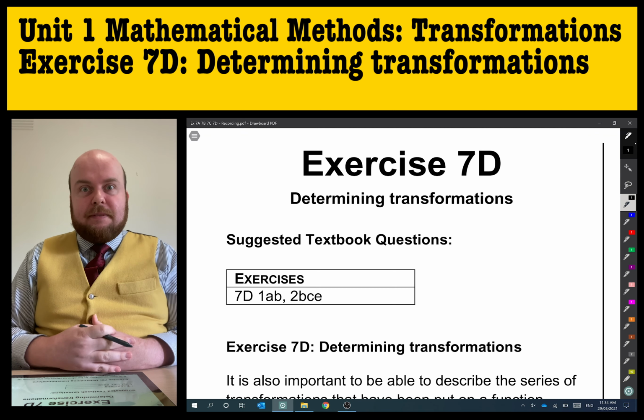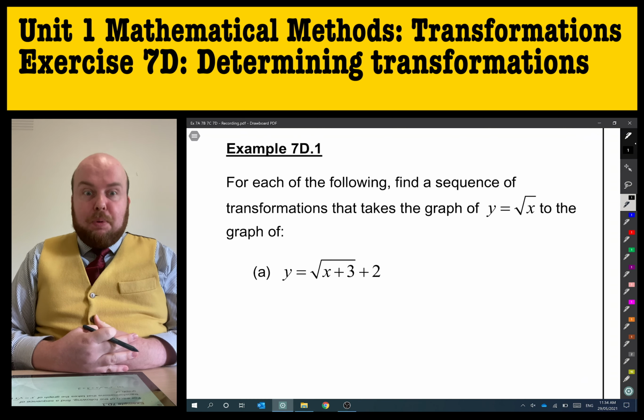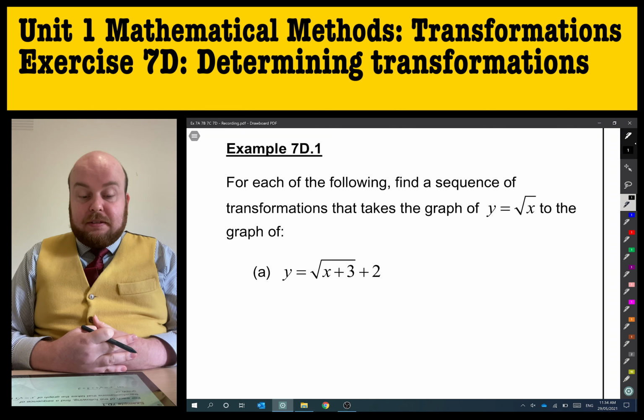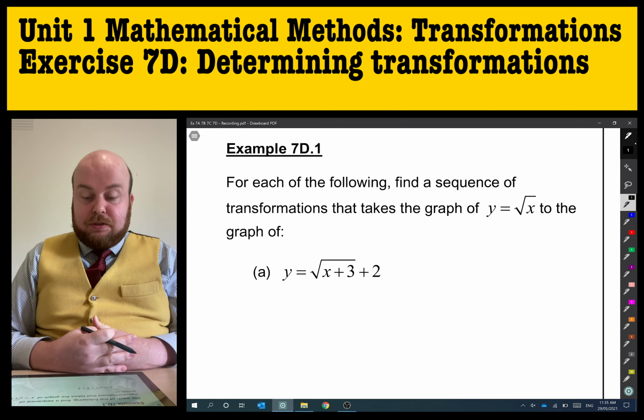So let's get started. Example 7D.1. For each of the following, find a sequence of transformations that takes the graph of y equals square root x to the graph of y equals square root of (x plus 3), plus 2.